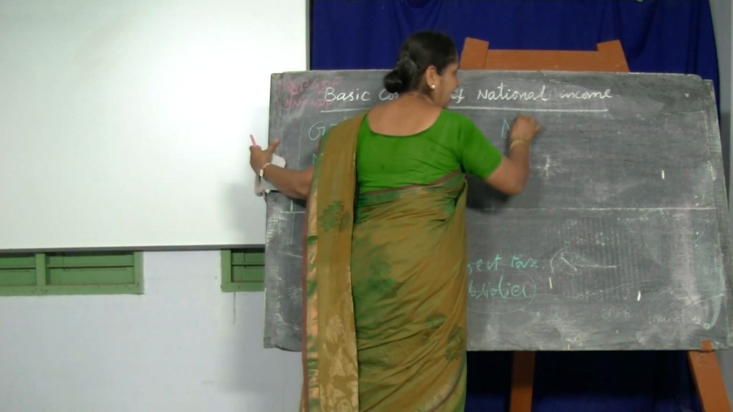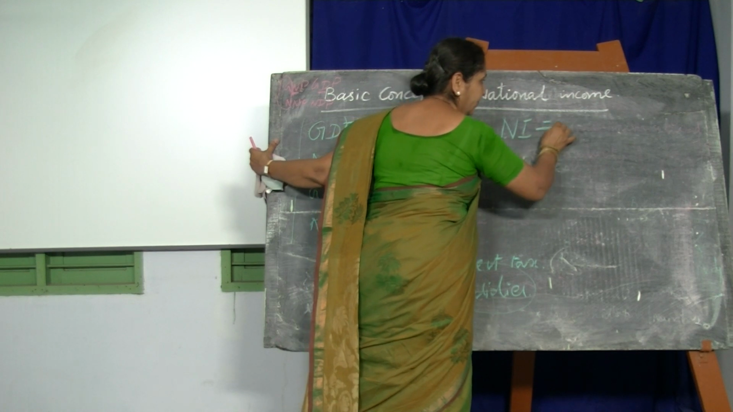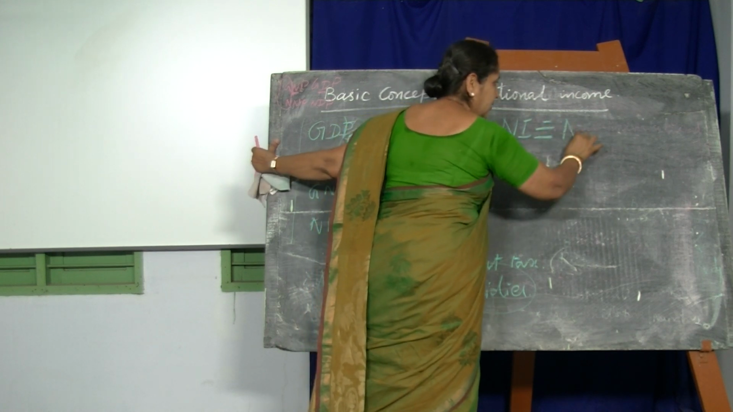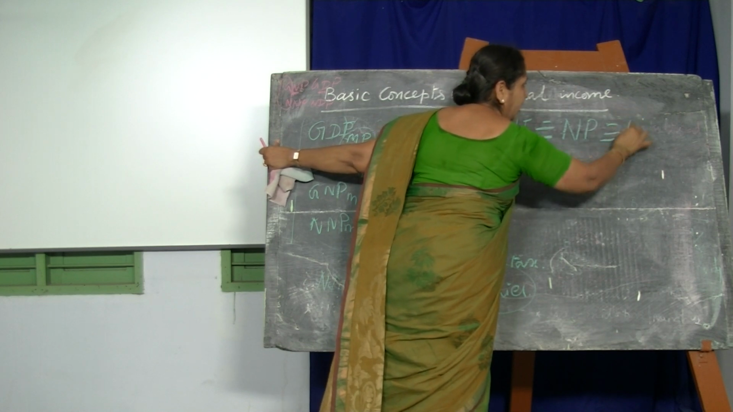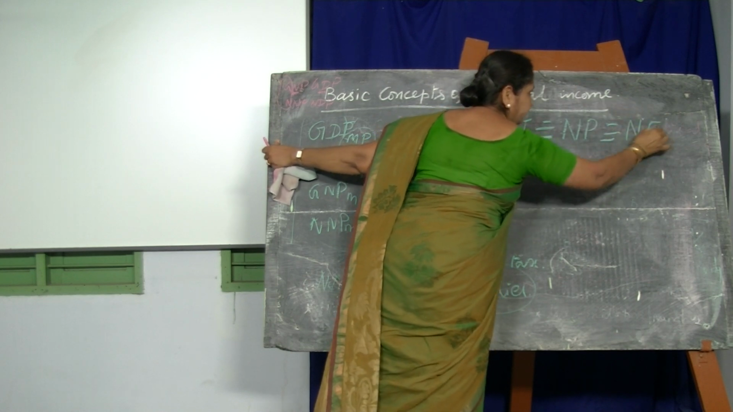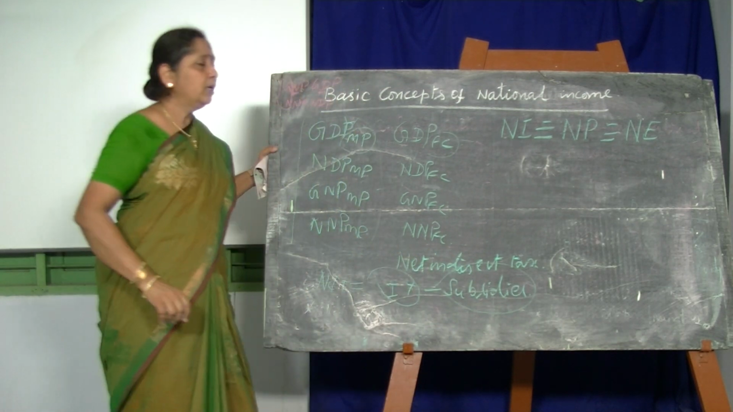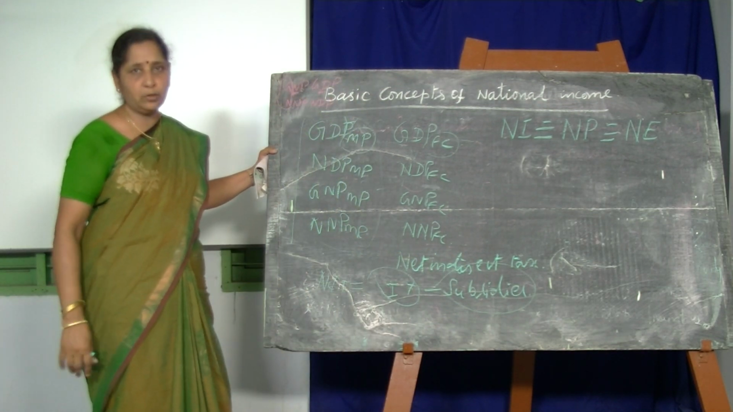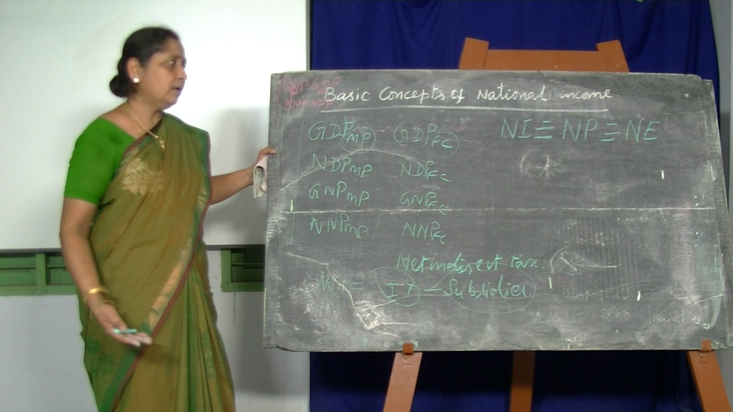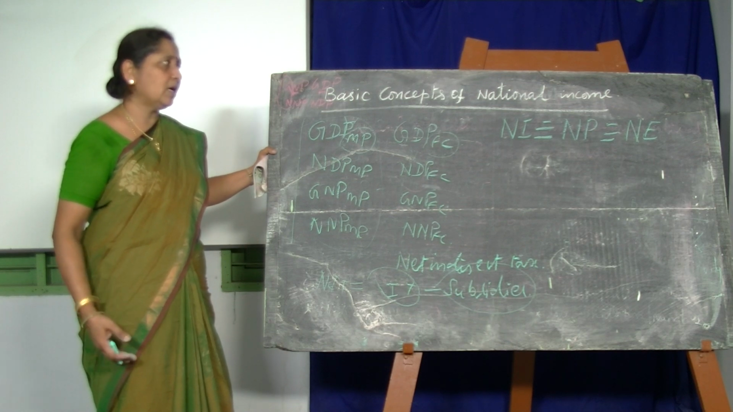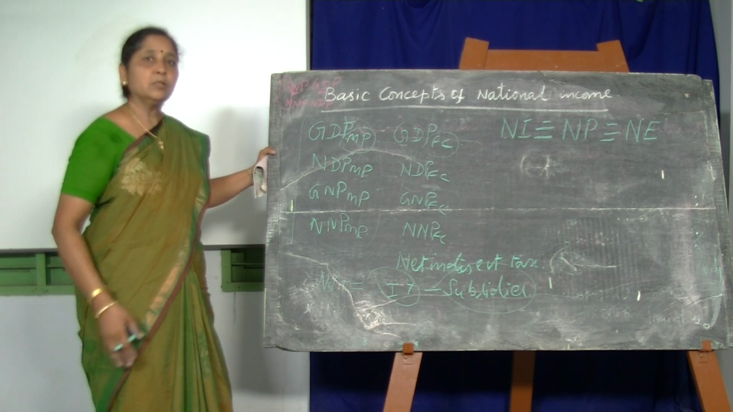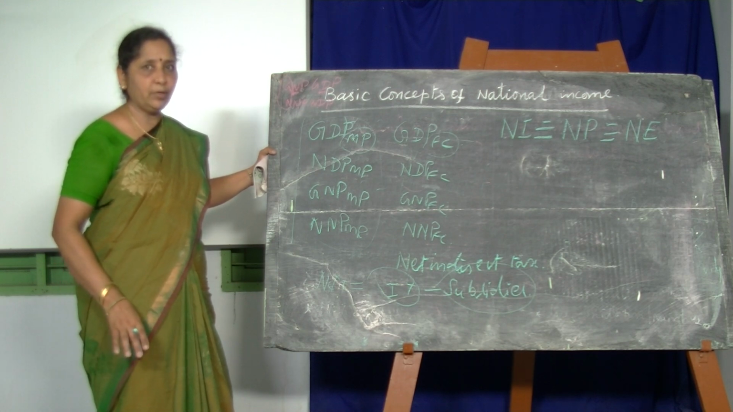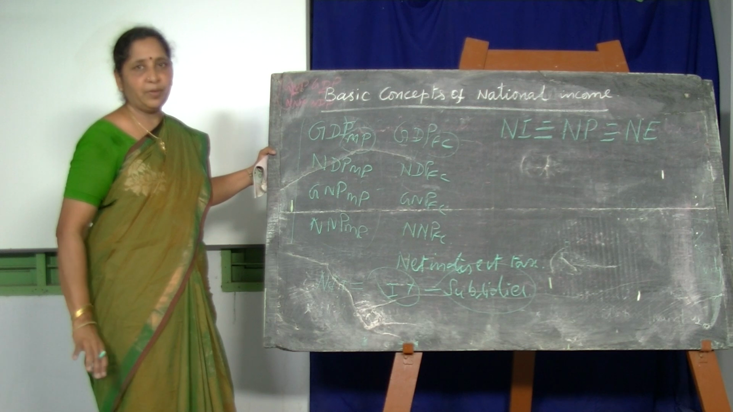It is an identity. National income identity is that national income should be the same as national product, which should be identical to national expenditure. Because everything is added up in the circular flow of income, it can be used as national income or national product or national expenditure. There is nothing wrong in it. So the common name that we use is GDP, GNP.